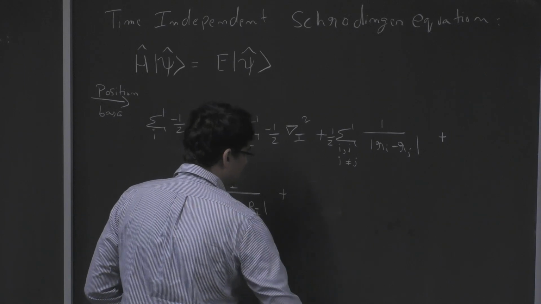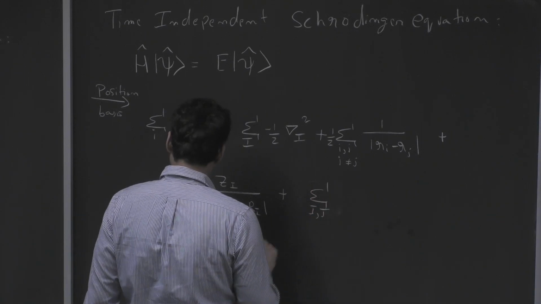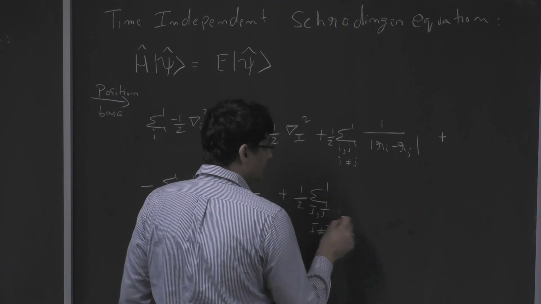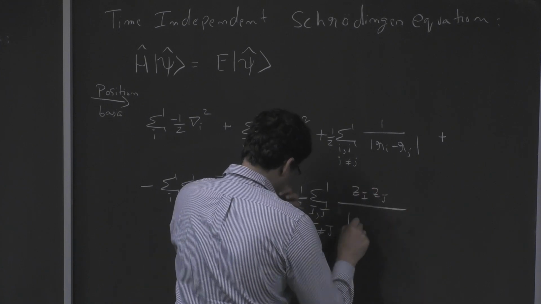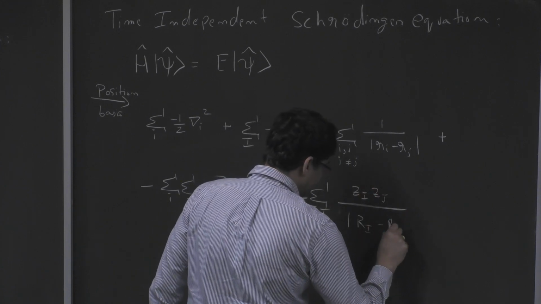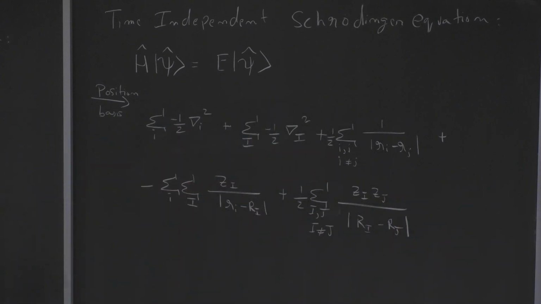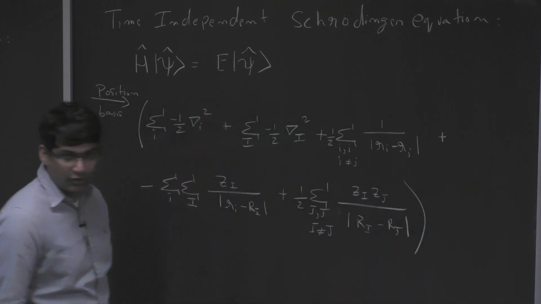There's going to be a sum here. Sum over I comma j, half, I not equal to j, Zi Zj over mod Ri minus Rj. So this whole thing is my Hamiltonian, and then we have an eigenvalue problem here.